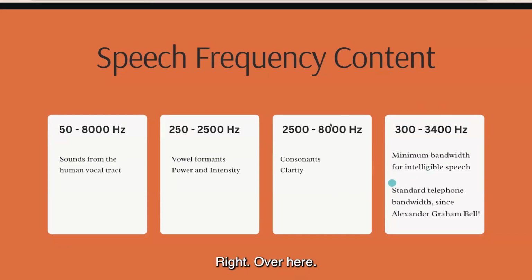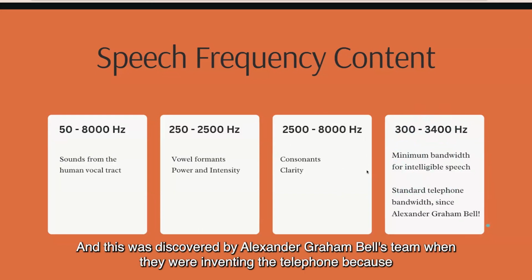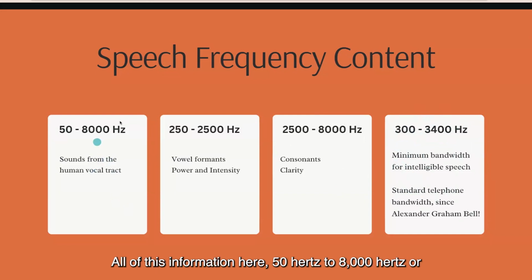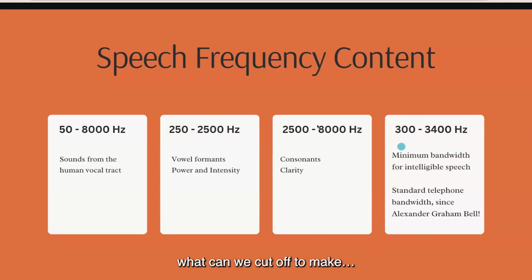Over here, I have this frequency range, 300 to 3,400 hertz. This is what's been determined as the minimum bandwidth for intelligible speech. This was discovered by Alexander Graham Bell's team when they were inventing the telephone, because we couldn't fit all of this information, 50 hertz to 8,000 hertz, in copper wire. So, okay, what can we cut off to make all of that information still intelligible over the telephone?